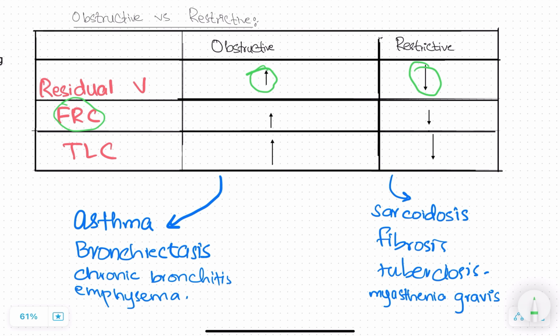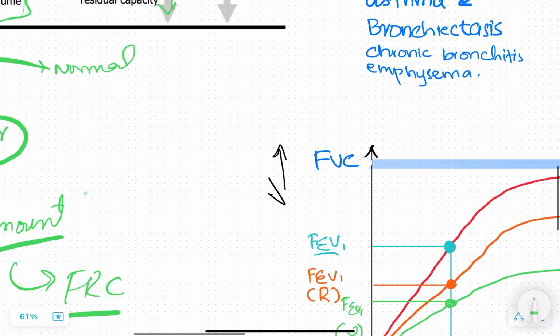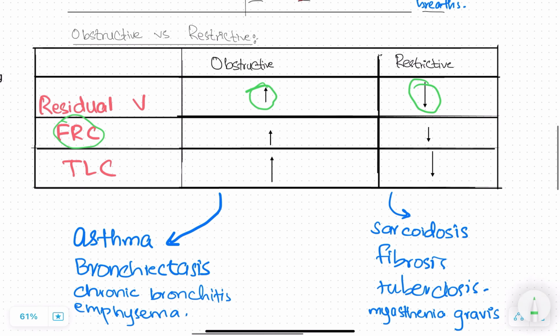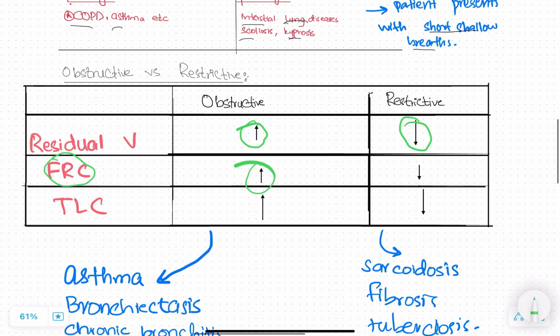So now what happens to the FRC? The FRC itself includes the residual volume and the expiratory reserve volume. So what would happen to the FRC in obstructive lung diseases? The FRC would be raised and the FRC would be decreased in the restrictive lung diseases. Whereas the total lung capacity, as the FRC increases, as the residual volume increases, the total lung capacity increases in the obstructive diseases and decreases in the restrictive diseases.